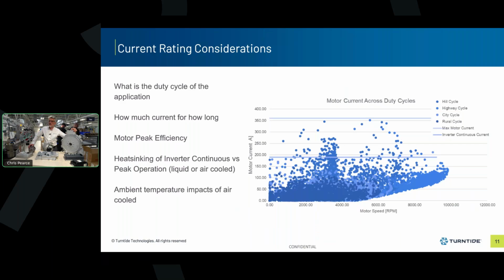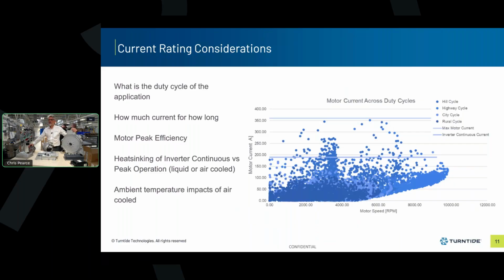You can see that the highway cycle there on the right hand side goes up to nearly 9,500 RPM. So that's the high speed driving. It will do that indefinitely. The city cycle, driving around the town, and rural cycles are all under the continuous operating range of 190 amps.